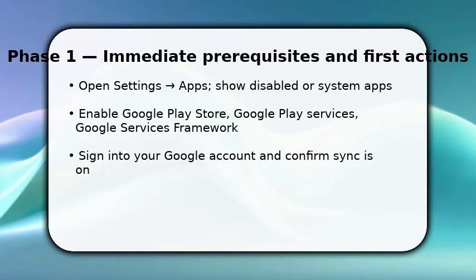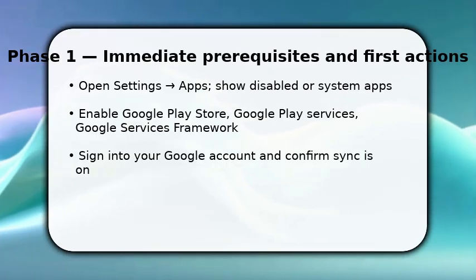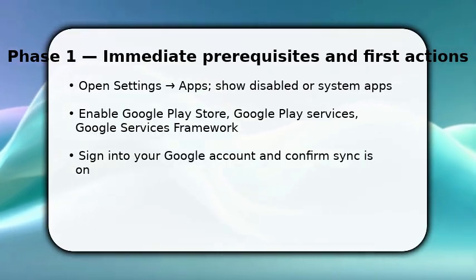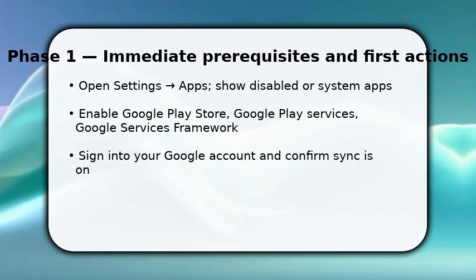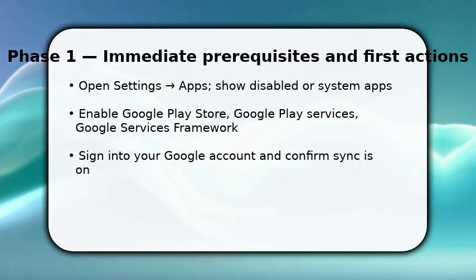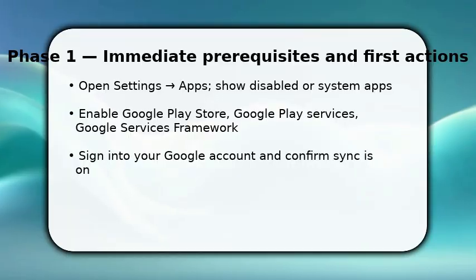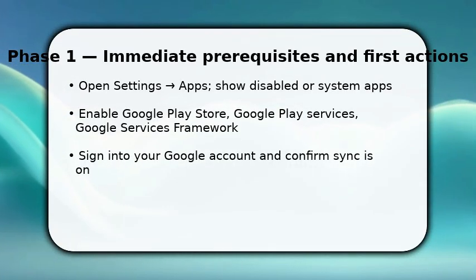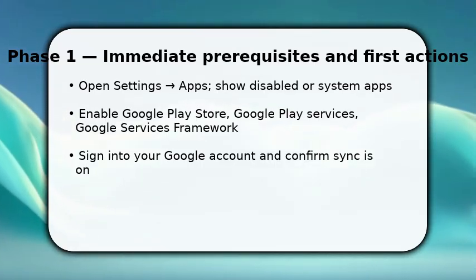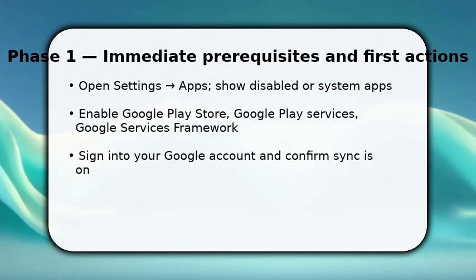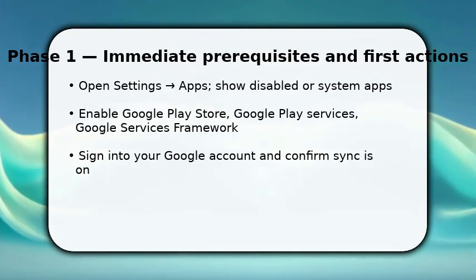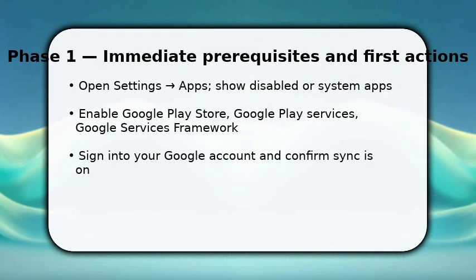You start by enabling the core Google components. Go to Settings, Apps, and enable any disabled entries for Google Play Store, Google Play Services, and Google Services Framework. You do this because those apps provide the store UI and backend authentication. Without them, nothing will install. Once done, open Accounts, sign into your Google account, and make sure Sync is enabled. This restores the permissions and credentials the Play Store needs to appear and function on your device.